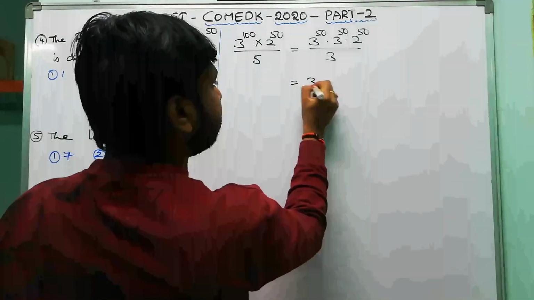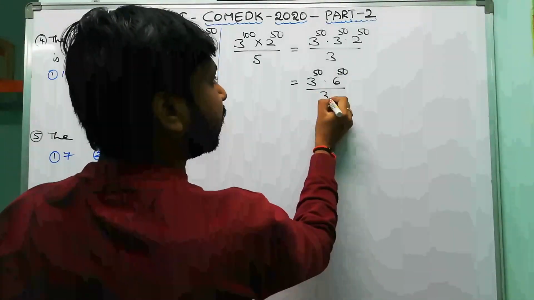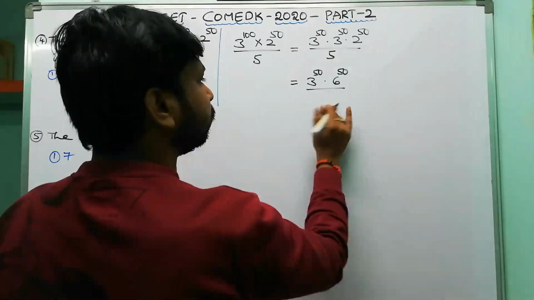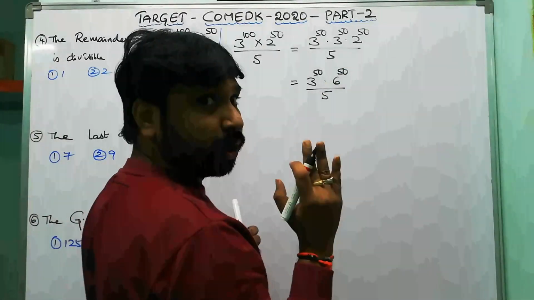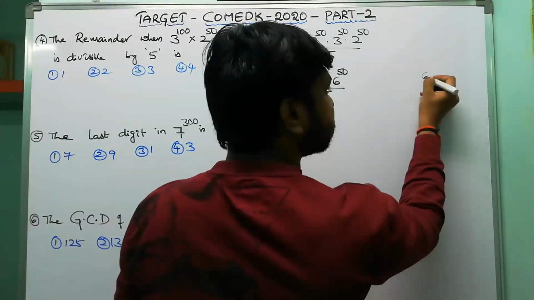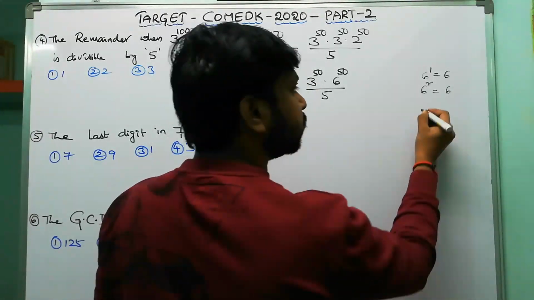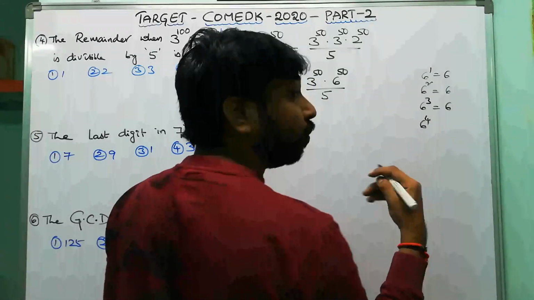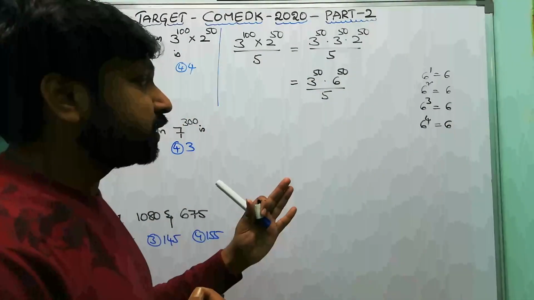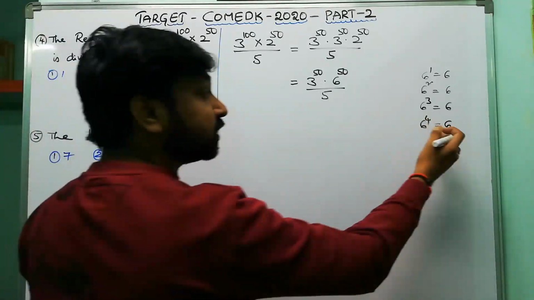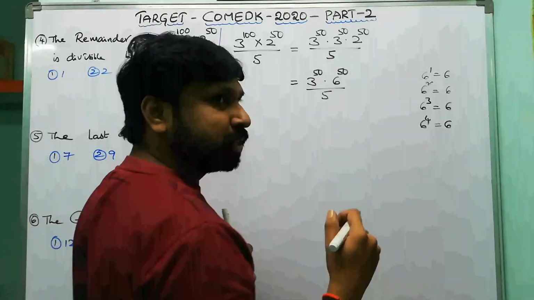Then, I want to write 3^50 × 2^50, whenever powers are equal, you can multiply the bases. That gives 6^50 × 3^50 / 5. Now what is the remainder of 6^50? 6^1 gives 6. 6^2 gives 36, the units place is 6 only. 6^3 = 216, units place 6 only. 6^4, 36 × 36, units place is 6 only. So for 6^50, the units place is 6. 6 divided by 5 gives remainder 1.